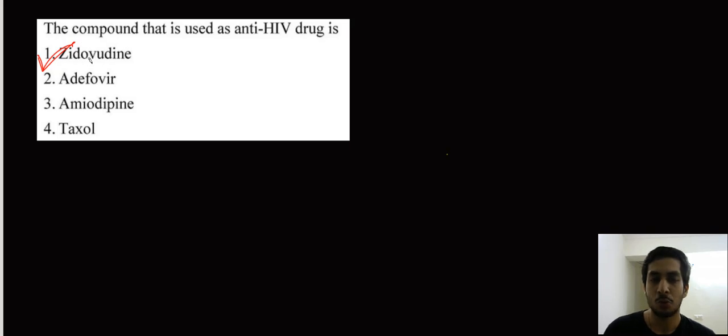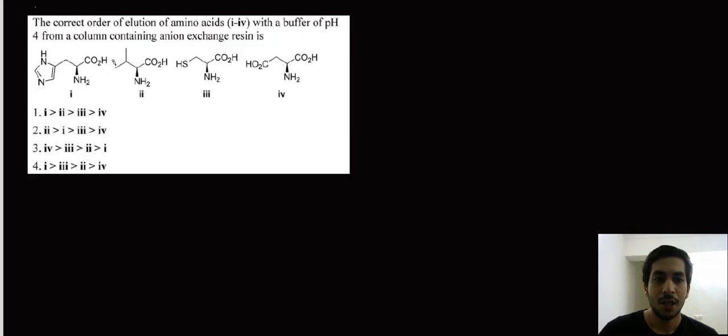It has an azide moiety present in this molecule. All right. Okay, this is a very interesting question, and it says that the correct order of elution of amino acids 1 to 4 with a buffer of pH 4 from a column containing anion exchange resin. Okay, so anion exchange resin is basically a quaternary ammonium salt, a quaternary ammonium ion, which is basically stabilized by OH minus. So this is basically your anion exchange resin.